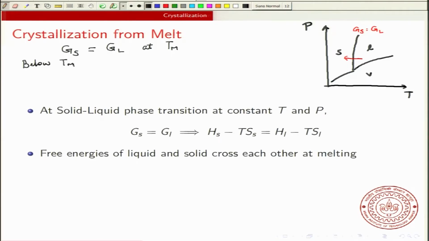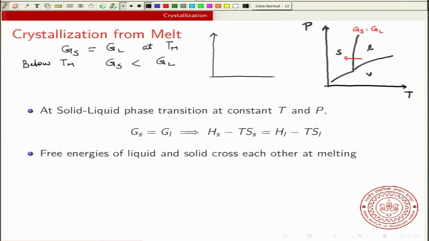Now, below Tm, below the melting temperature, the Gibbs free energy of solid is less than the Gibbs free energy of liquid. So, the solid is the more stable phase below the melting temperature. It should be kept in mind that below the melting temperature the liquid itself is not stable.